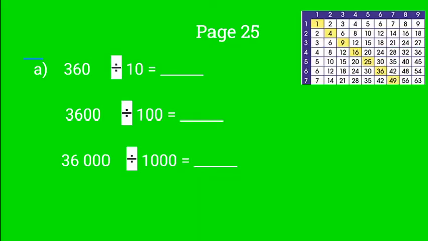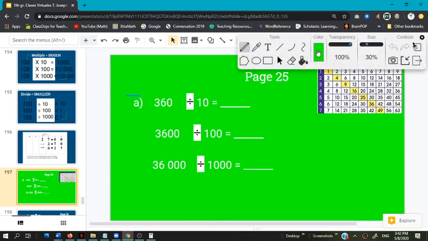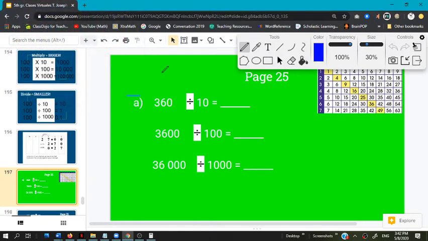So let's look at some examples on page 25. If you need your multiplication table, it would be a very good idea to get that out. But let's do a couple of examples on page 25, okay? Since this is green, let's actually change the color to blue. Here we go. 36 divided by 10, we're actually going to need to divide both sides by a factor of 10. So divide by 10 here and divide by 10 here.